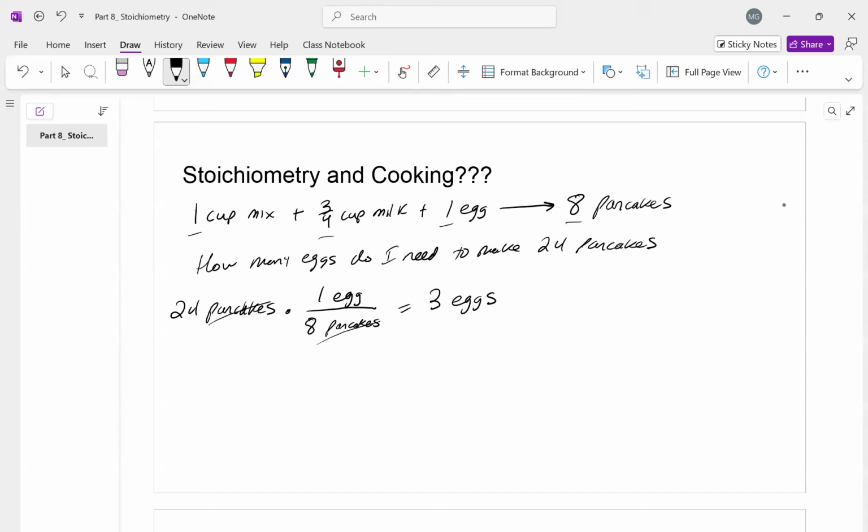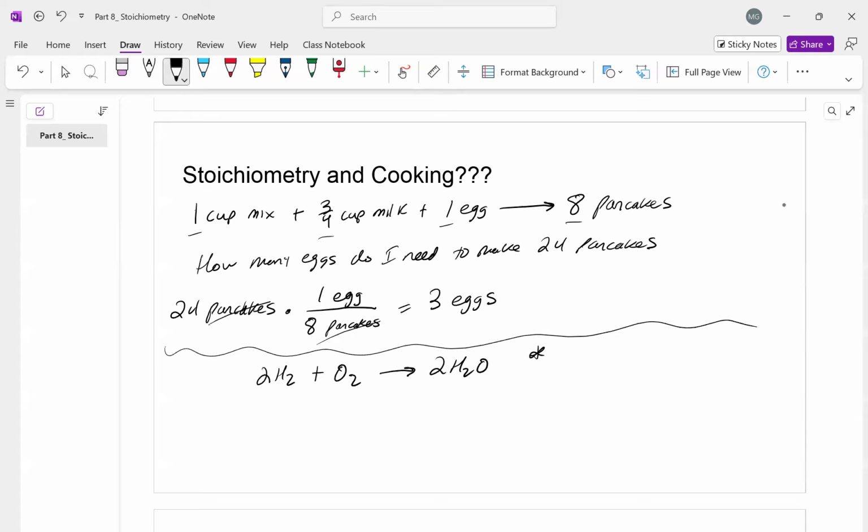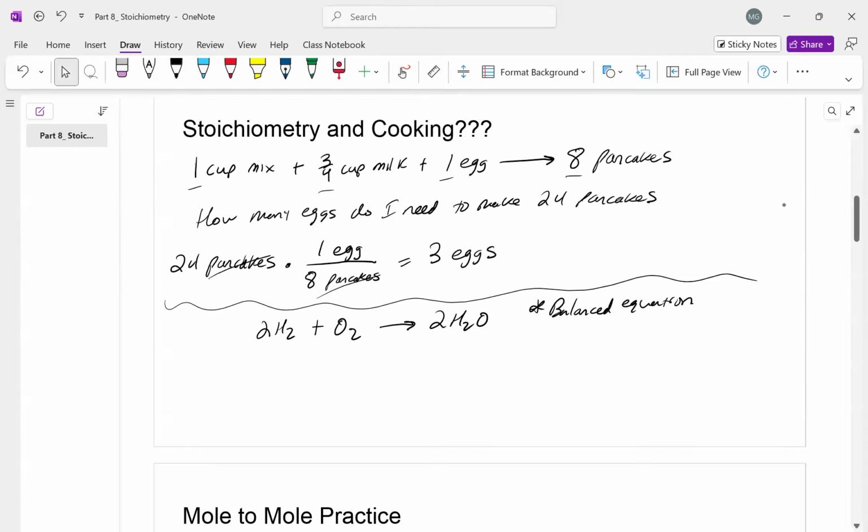So what does all of this have to do with actual chemical reactions we're going to do in the lab? It's the same exact concept. Let's say we are going to take hydrogen and oxygen and combine them to make water. The first and most important thing before you do anything is make sure you have a balanced equation. That's something we learned how to do in the previous unit. Sometimes the equation might be balanced for you, sometimes you might have to do that. So just be aware that that's the first thing.